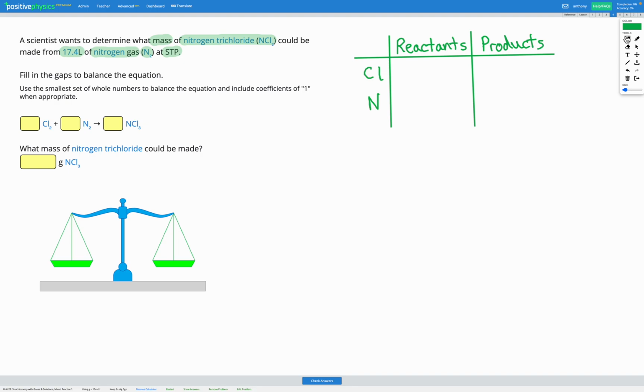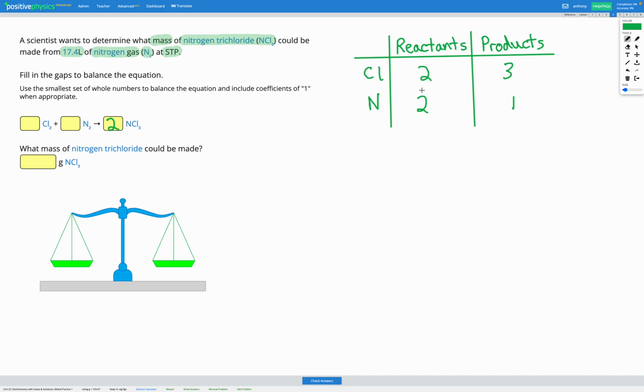So in the unbalanced equation, we've got Cl2, so 2 Cls in the reactants, and N2, so 2 Ns in the reactants, and we've got NCl3, so that's 1 N and 3 Cls in the products. So right now we can see that neither the chlorine nor the nitrogen are balanced. I'm going to start by adding a 2 on the right hand side in front of the NCl3 so that I can make that nitrogen balance.